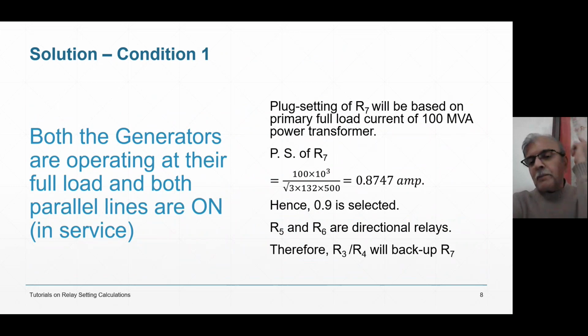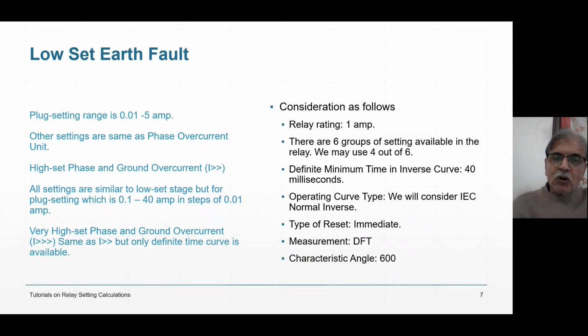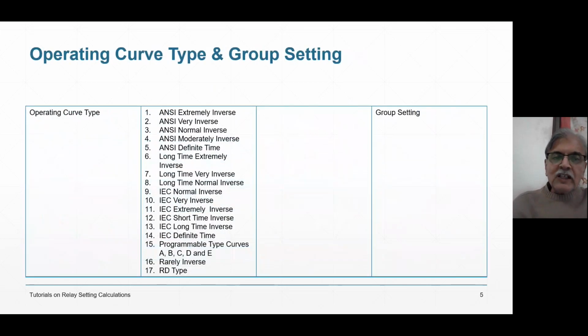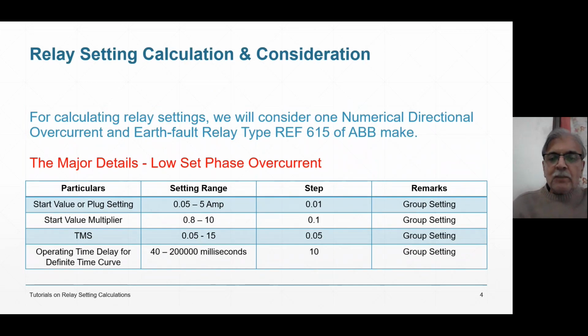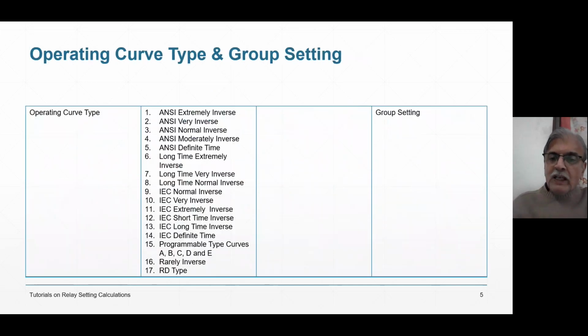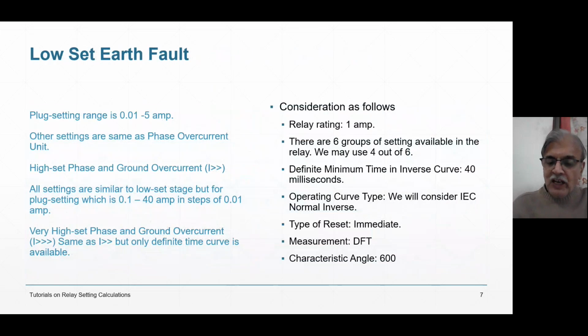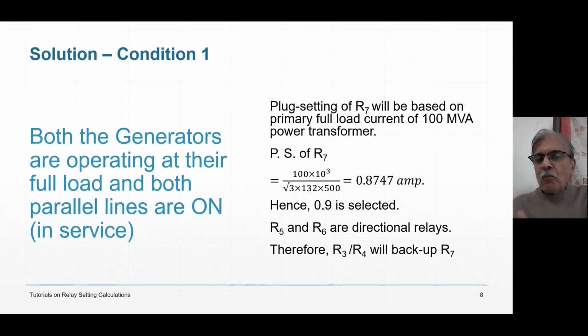So we were taking 100% in the earlier case, but here we will take 0.9 because that is available. You see, plug setting 0.9. Even plug setting 0.874 is not available, but 0.88 is available if you want, because the plug setting steps are 0.01. So, my dear friends, I could have selected 0.87, but I will have to go higher than that. Then I can go for 0.88.